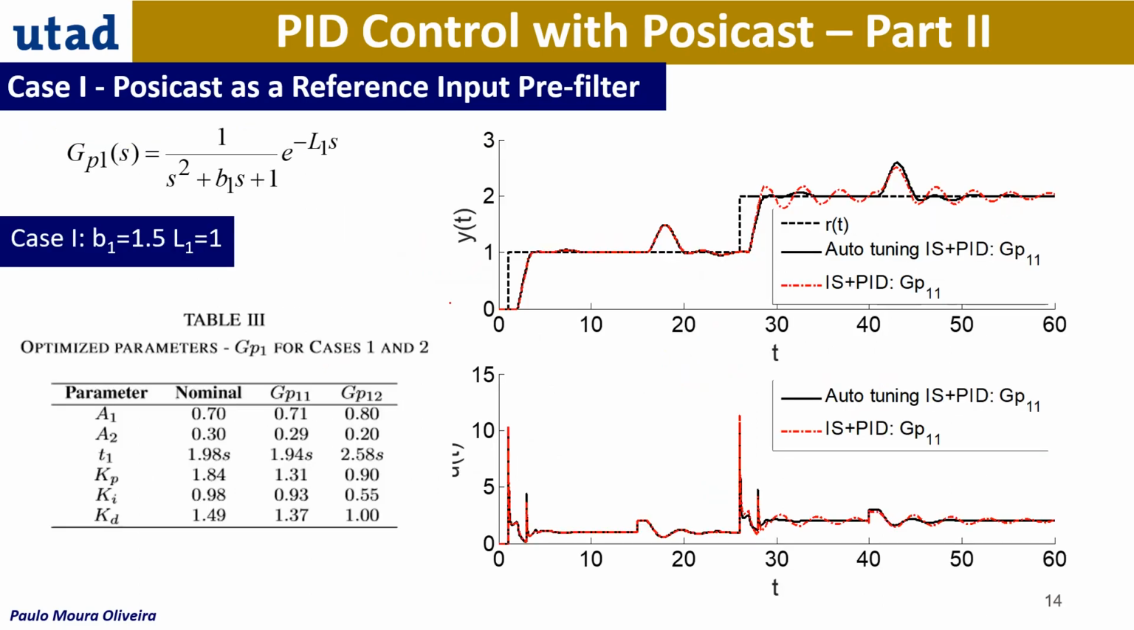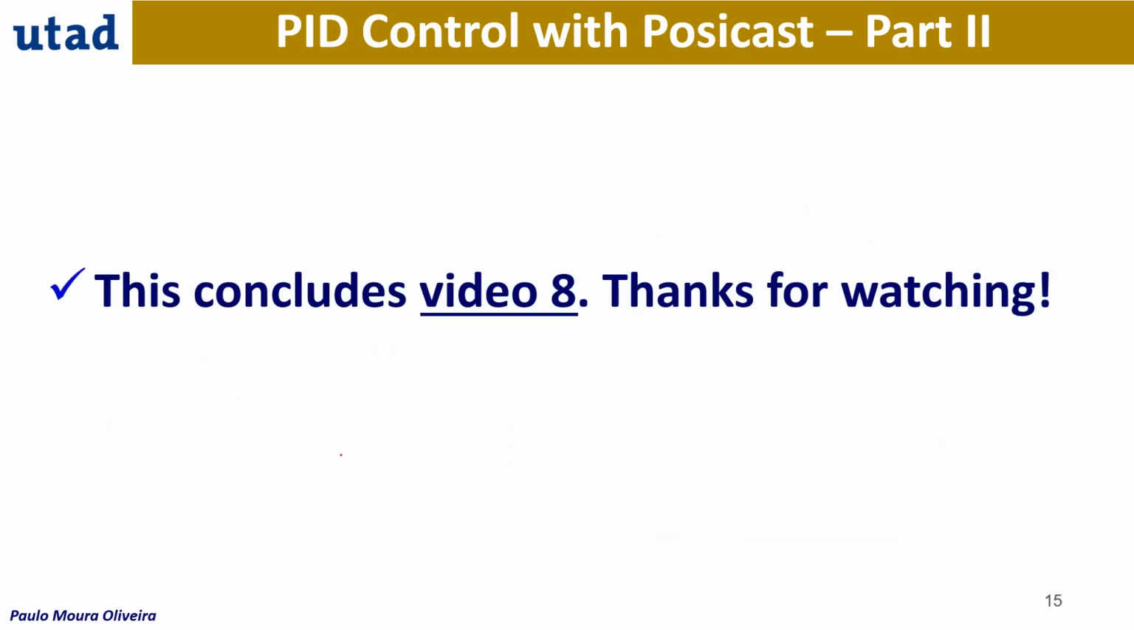Okay. So this was proposed in terms of simulation, and we can see here the difference. Okay, if you retune, the solid line is with the auto tuning, input shaping plus PID, and we can see that of course there are benefits of retuning. So these are the nominal values here, and then for the GP11 and GP12. So there is a change in the values in this case of the controller and the half cycle.